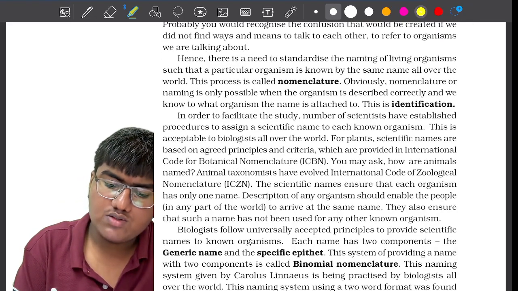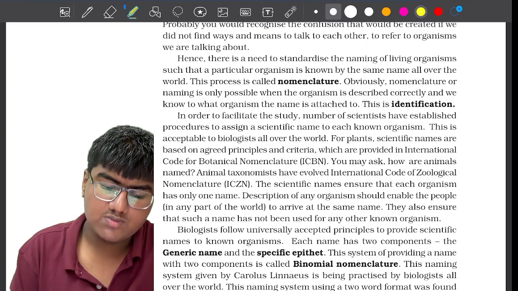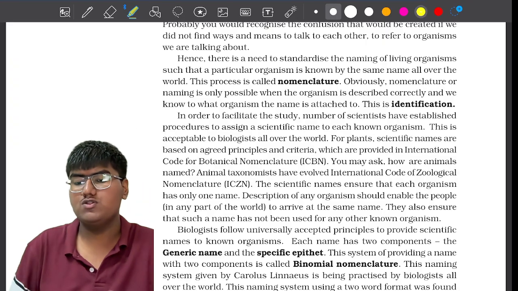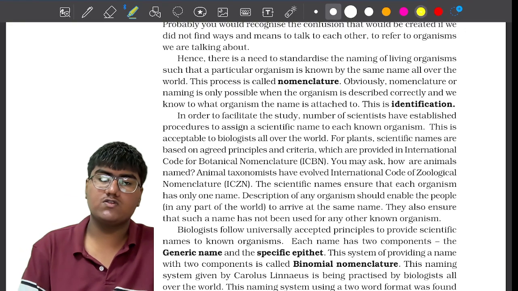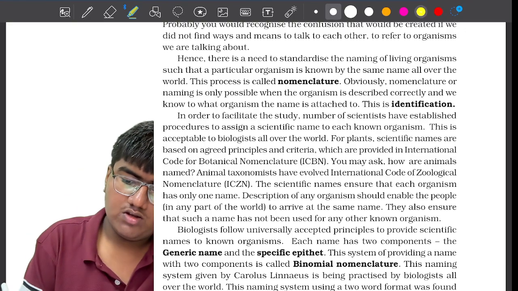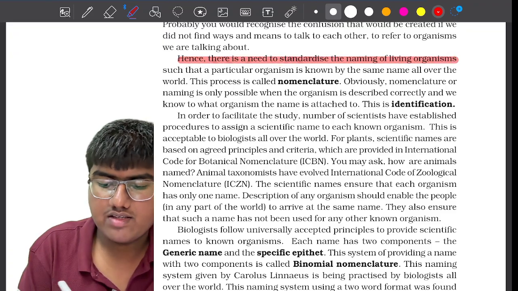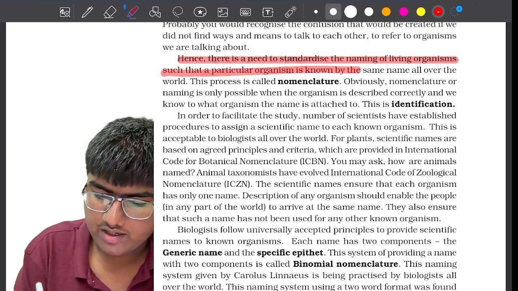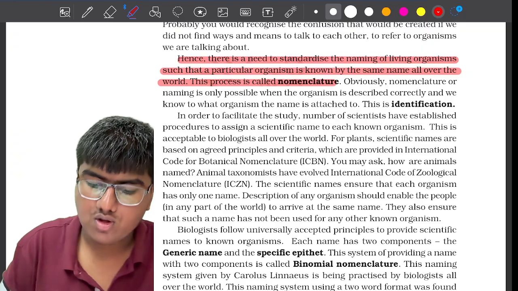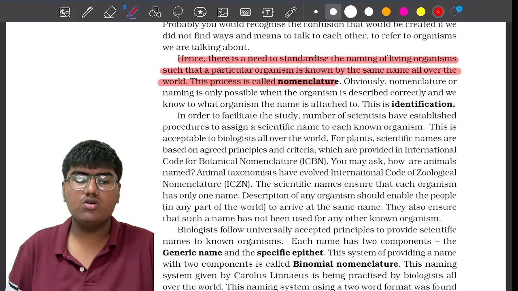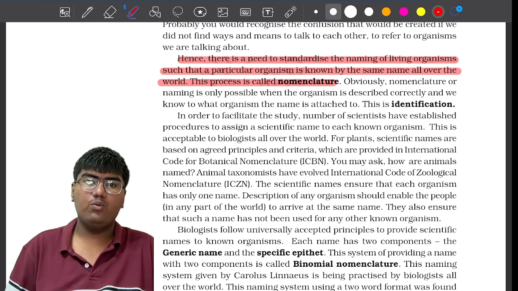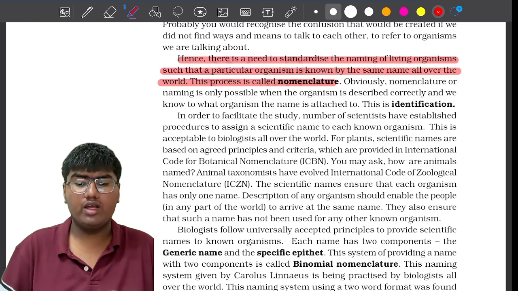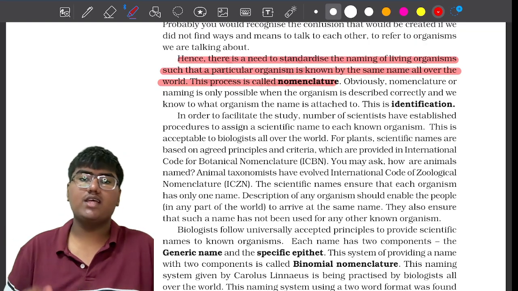Hence, there is a need to standardize the naming of living organisms such that a particular organism is known by the same name all over the world. This process is called nomenclature. So what is nomenclature? The standardized naming process of living organisms all over the world is nomenclature. Obviously, nomenclature or naming is only possible when the organism is described correctly and we know to what organism the name is attached. This is identification.